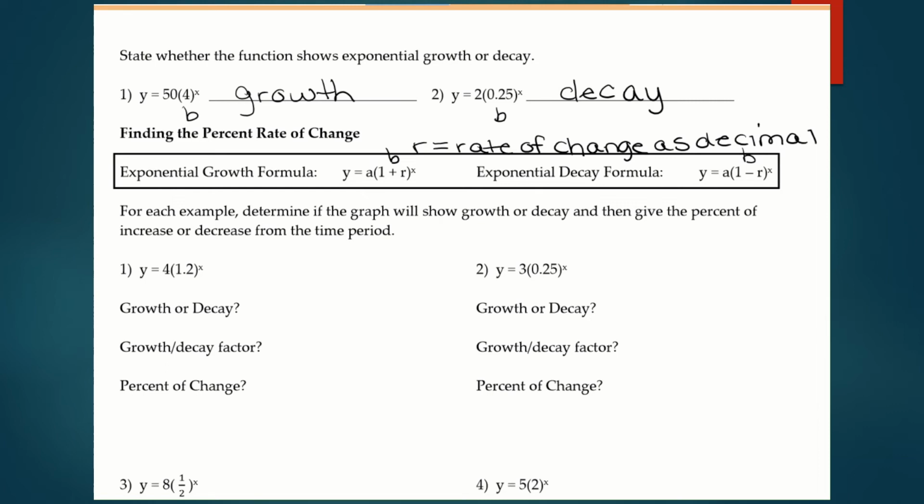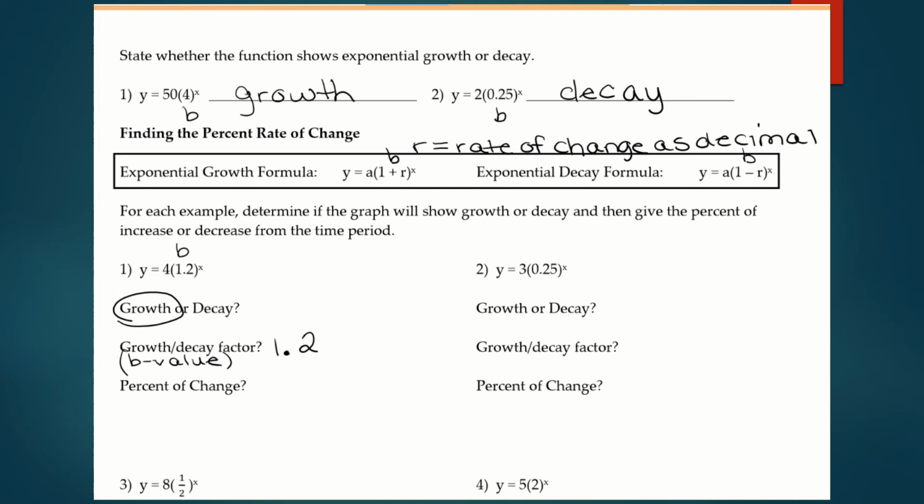y equals 4 times 1.2 raised to the power of x. If I'm looking at this, I'm noticing that my b value is 1.2. That tells me this is a growth because it's greater than 1. My growth or decay factor is what that b value is in the problem. So this is asking us basically just to write down what the b value is, and our b value in this case is 1.2. It's making sure we know how to identify which one is b.